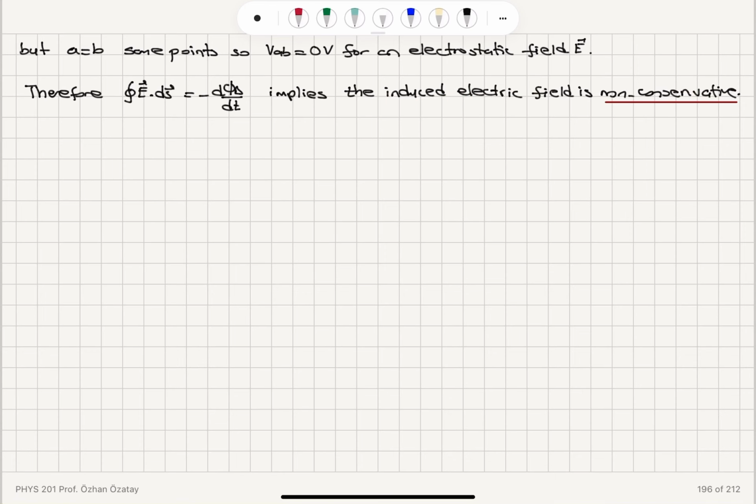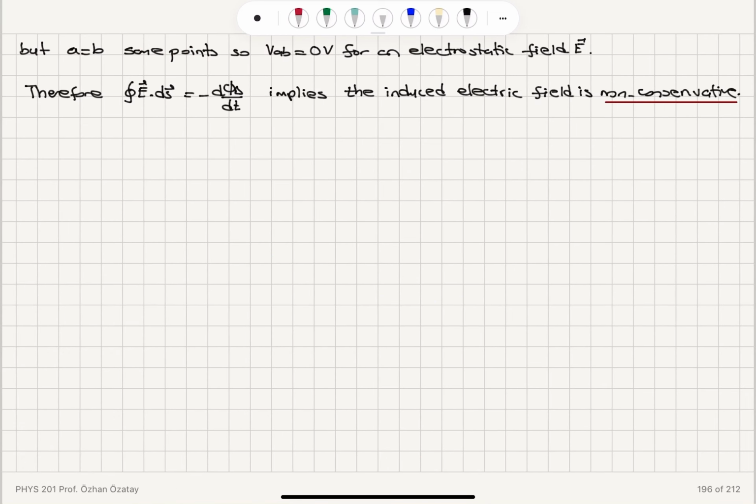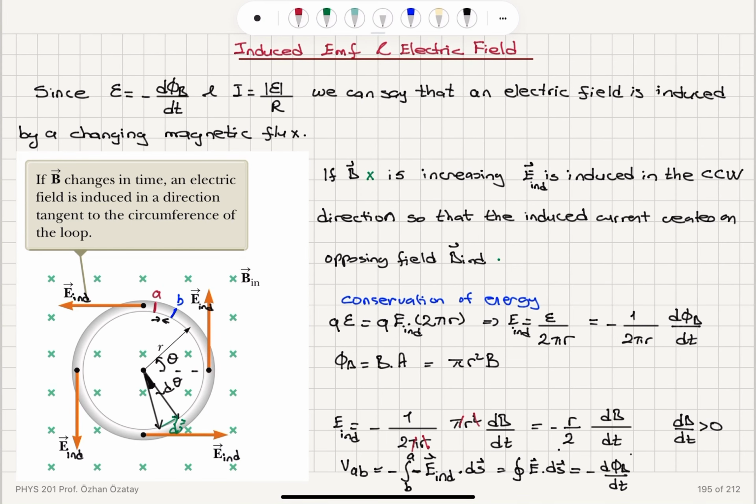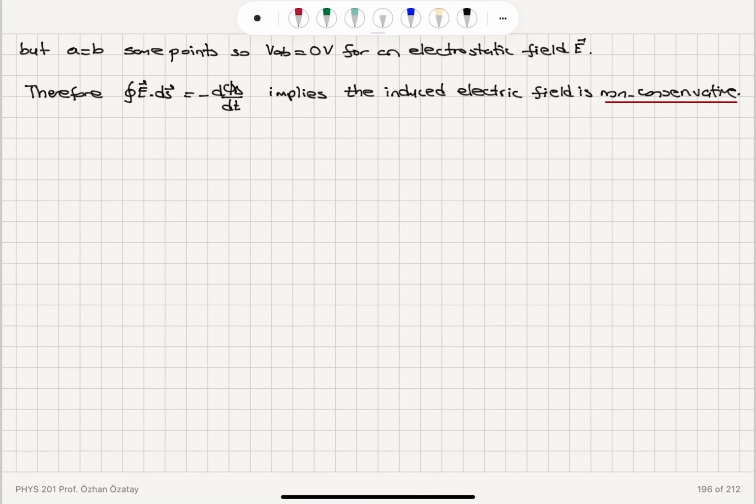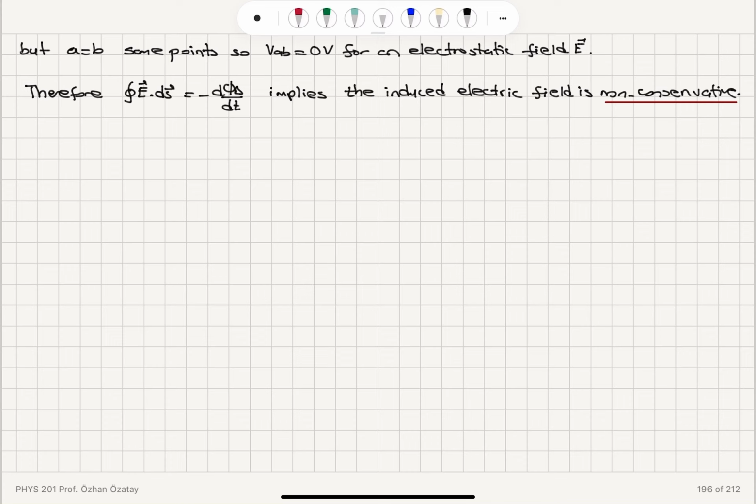Therefore, this closed path integral E dot ds equals minus d phi B dt, which implies that the induced electric field is non-conservative. So if I go from B to A in this manner, I obtain d phi B dt. If I go from B to A in this manner, with zero difference, because ds will be 0 between A and B, the potential difference will be 0. So the path dependence for this closed path integral E dot ds basically tells me that the potential difference that I measure depends on which path I follow. Therefore, the induced electric field is non-conservative.